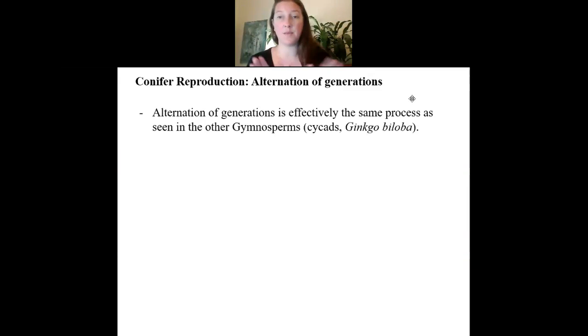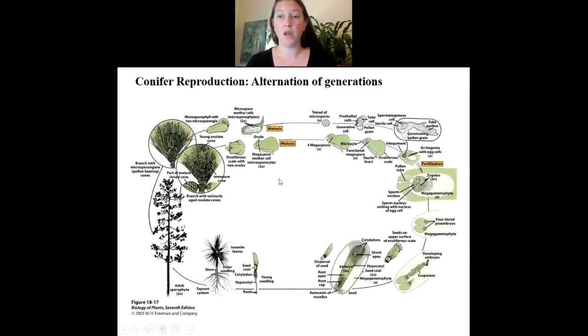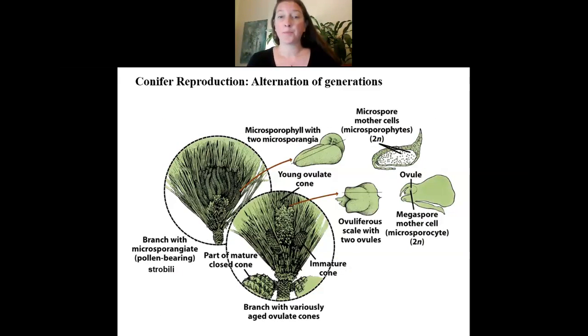All right, now we do alternation of generations. It's basically the same as what we saw in cycads and what we saw in ginkgo. The only differences now are where the female sex organs are. So this is an overview of it. I don't need to go into this whole thing because we've already gone through alternation of generations several times. But the main difference here is the cone.